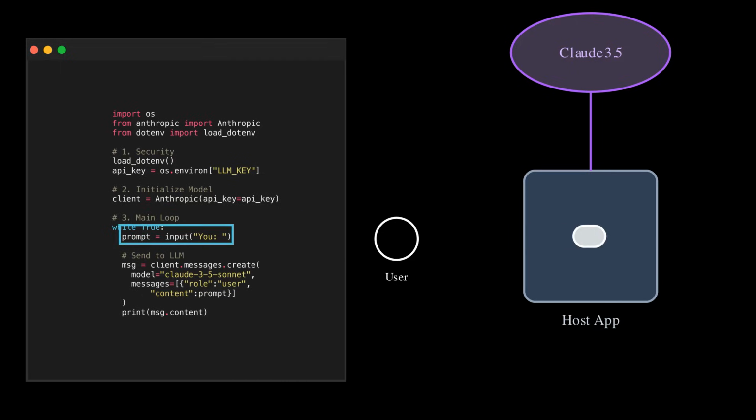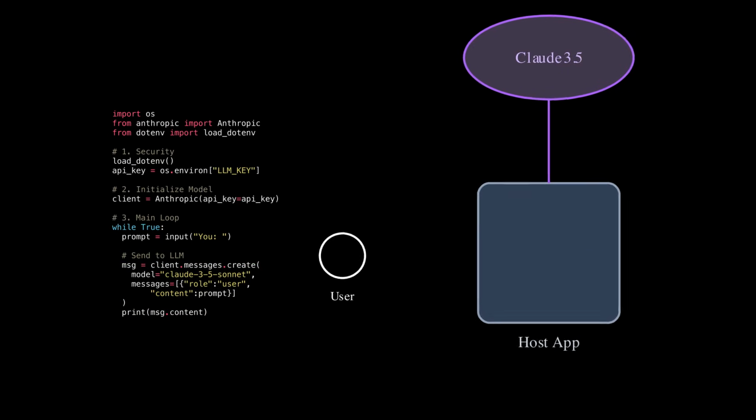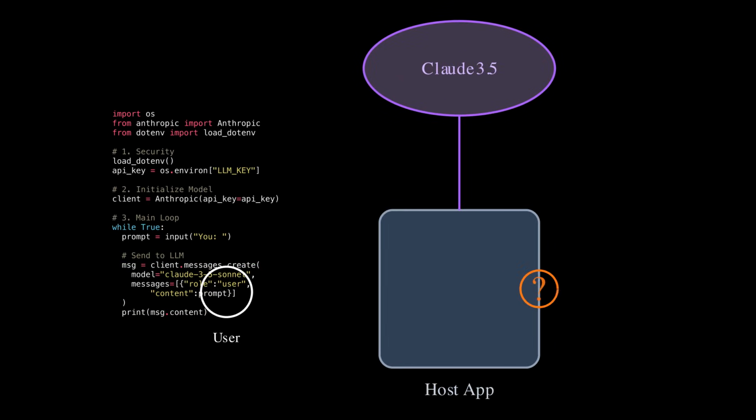Then, inside the main loop, we package the user's prompt, send it to the LLM, and print the text response. This code is our foundation. It works, but it is isolated. Now, let's add the MCP capabilities to break it out of the box.